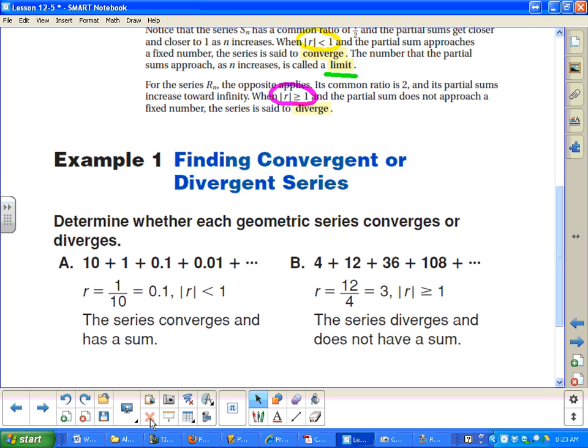So if the absolute value of r is less than 1, it converges and we can find the sum. If the absolute value is greater than or equal to 1, it diverges and we cannot find the sum because the numbers just keep getting bigger and bigger and bigger.